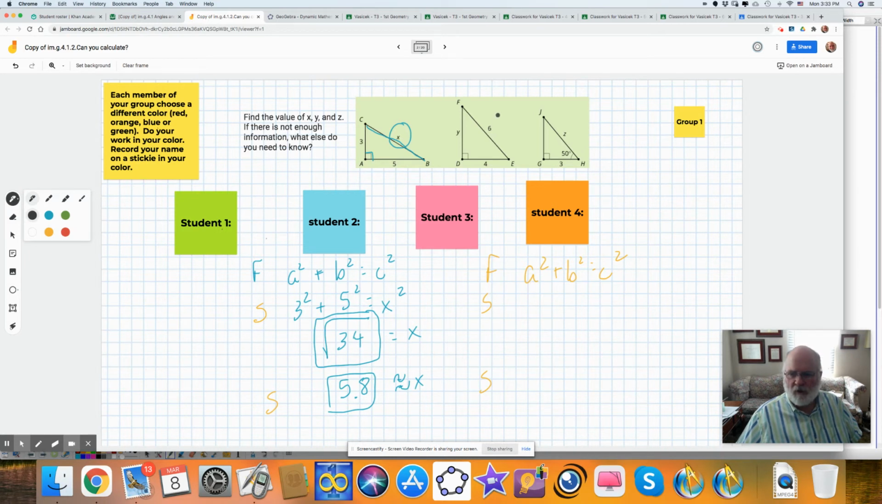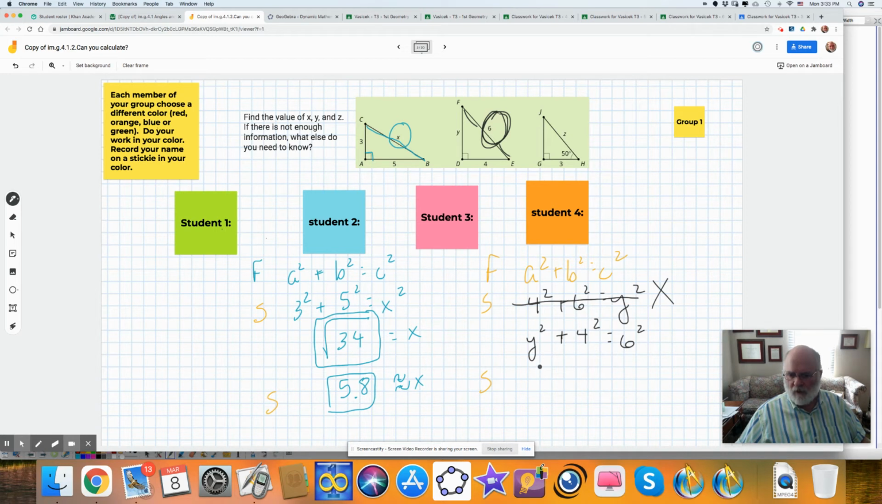If I were to substitute values, some people incorrectly said 4 squared plus 6 squared is equal to y squared. And that would be incorrect because the 6 is the hypotenuse. It's the longest side. So this has to be over here. It doesn't matter which side you choose for A or B, but it does matter which side you choose for C. It has to be the hypotenuse if we're using a squared plus b squared is c squared. Now I get y squared plus 16 is equal to 36. So y squared is equal to 20.